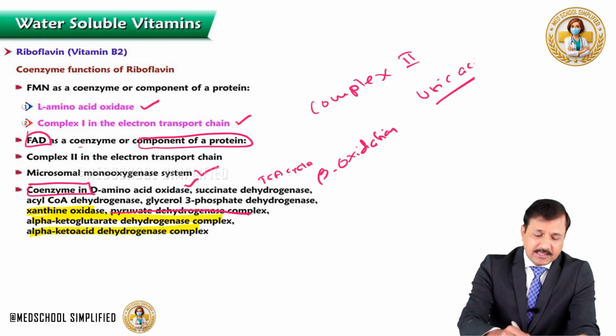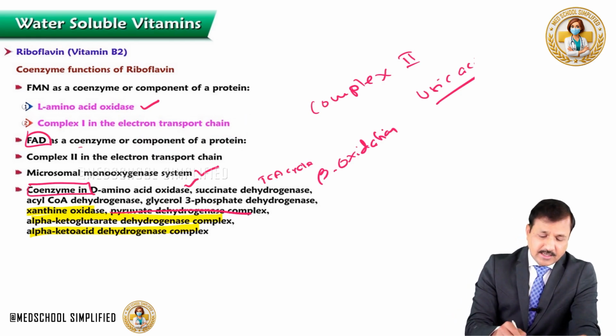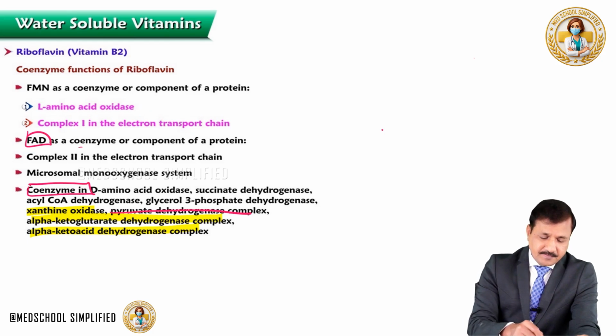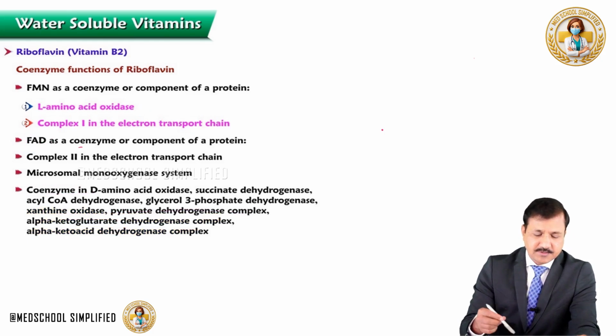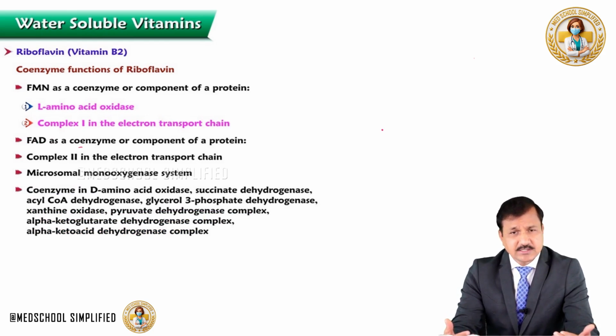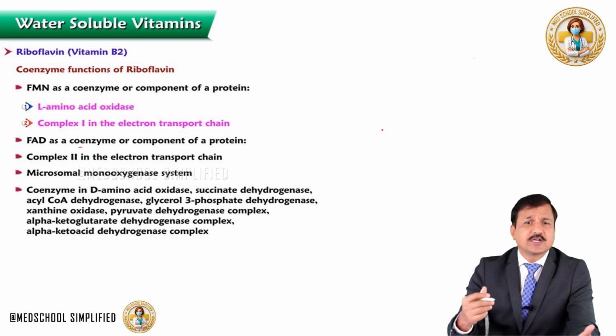So all these enzymes need FAD as the coenzyme. Okay, now let me recap all of them. So FMN and FAD, what are the enzymes that need FMN as the coenzyme, or what are the proteins or enzymes that need FAD.